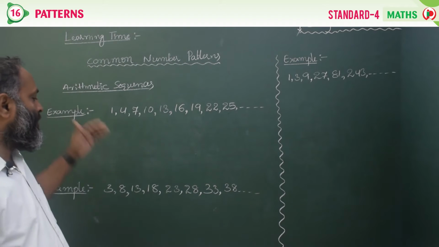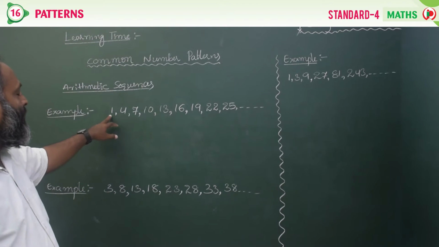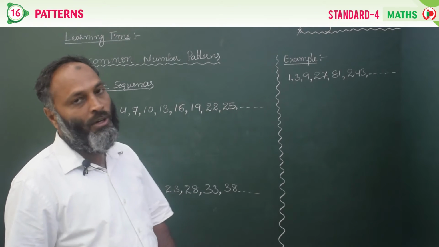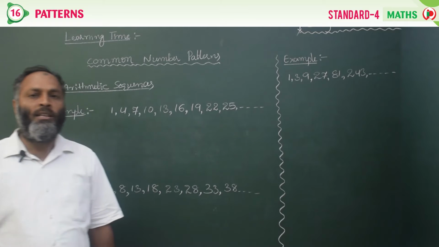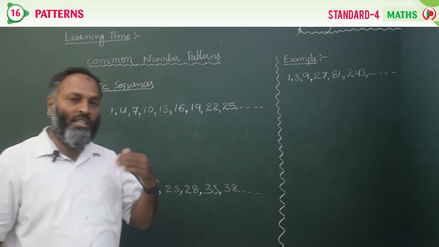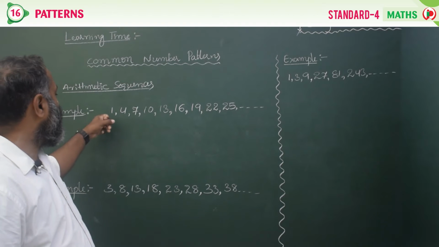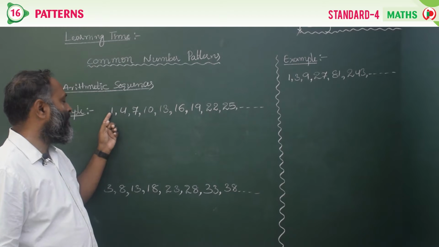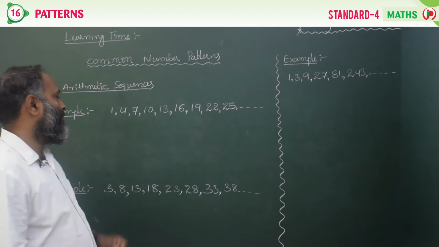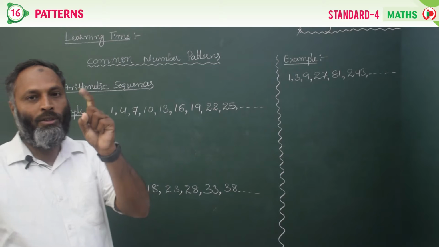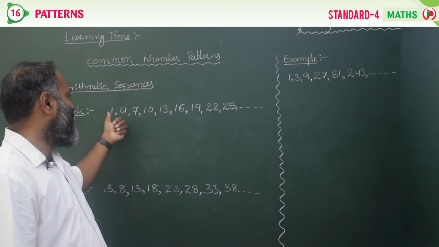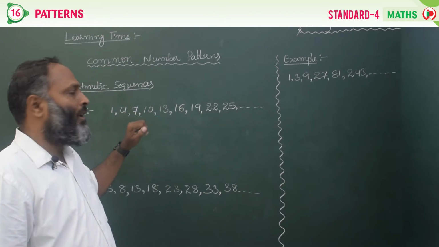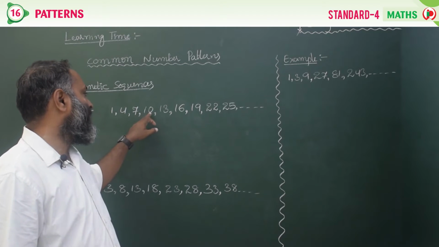For example, here we are taking a sequence: 1, 4, 7, 10, 13, 16, 19, 22 and 25, and so on. How are we getting the next term in this sequence? If we add 3 to 1, we get 4. Again, 4 plus 3 gives 7. Adding 3 to 7, we get 10.